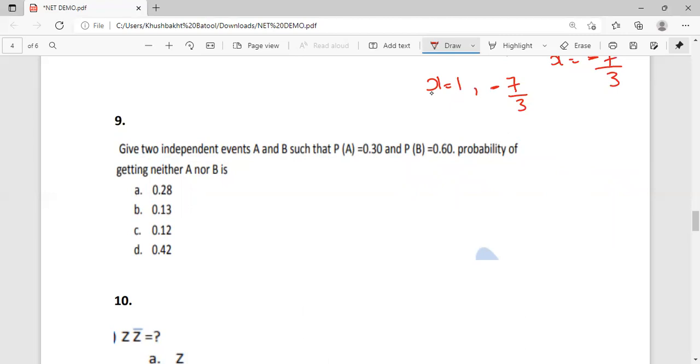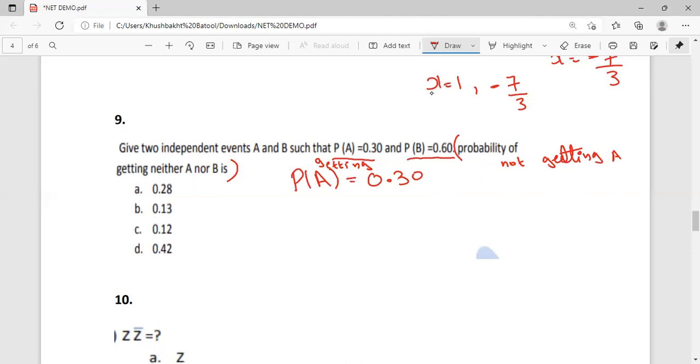Okay. So the ninth question says, given two independent events, A and B, such that the probability of A is 0.30, probability of B is 0.60, and you need to find the probability of getting neither A nor B. So first you need to understand the question. The probability of getting A is P of A, that is 0.30. This is for getting A, and for not getting A, you need to subtract this from 1. Why? Because you only have two options. You have two events, so one event is of getting A and not getting A, and the other one is of getting B or not getting B.